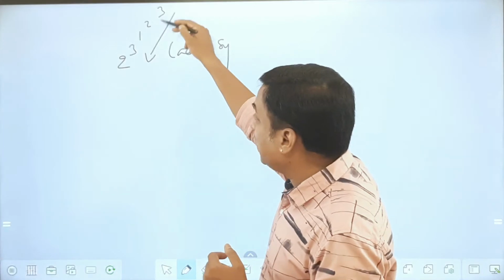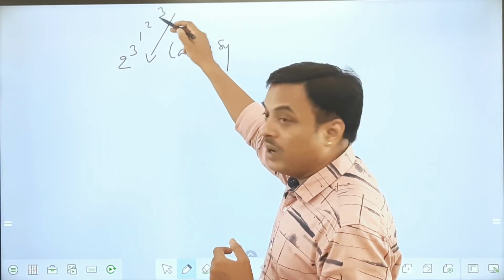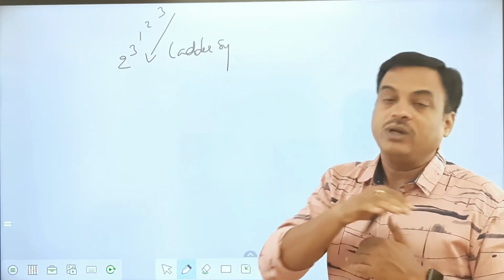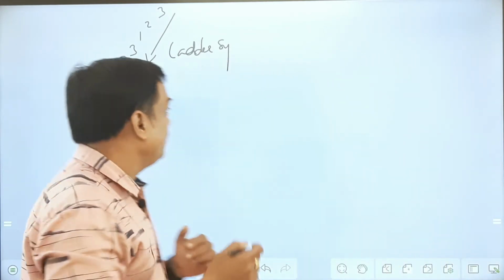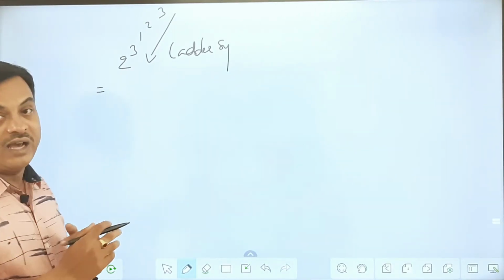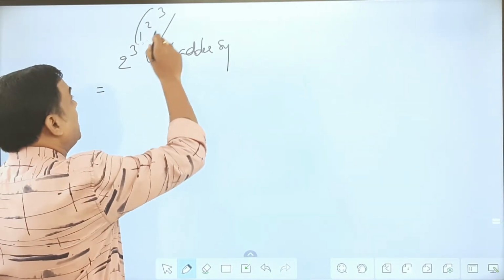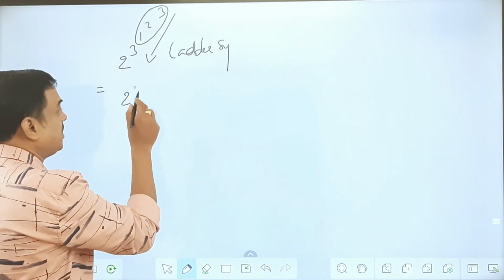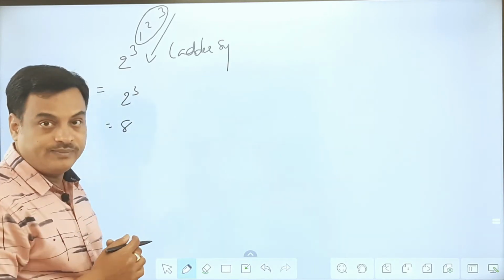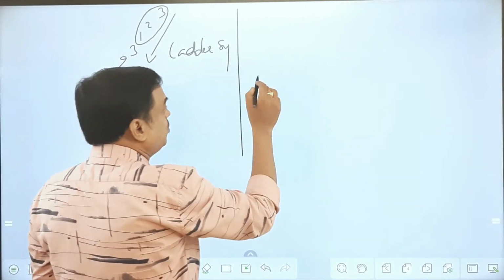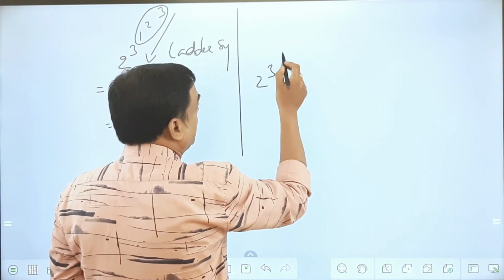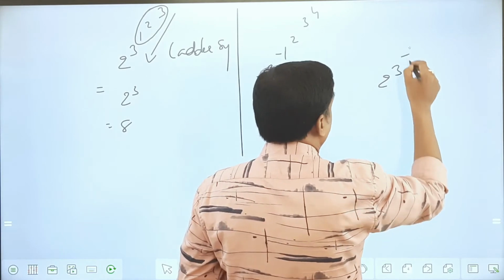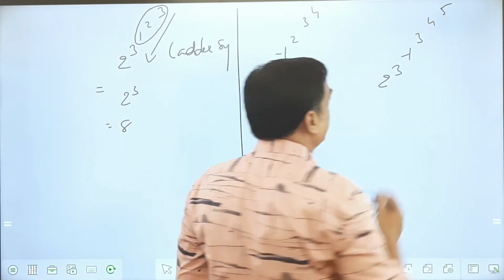For example, first I'll start with 2 power 3, which is 8, then 1 power 8, then 3 power, then 2 power. That's a method. It should come down as a ladder. But if you observe, somewhere in the middle, most of these problems will have a 1. And 1 power anything is nothing but 1. So this is 2 power 3, which is ultimately 8. Okay. Simple. I'll give 2 more questions here. 2 power 3 minus 1, 2, 3, 4. And we have 2 power 3 minus 1, 3, 4, 5 kind of questions.